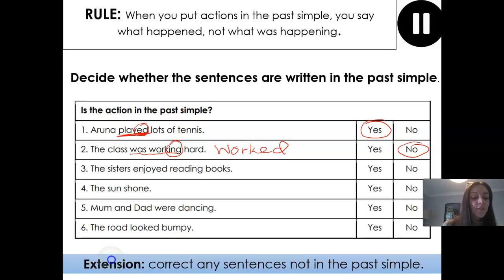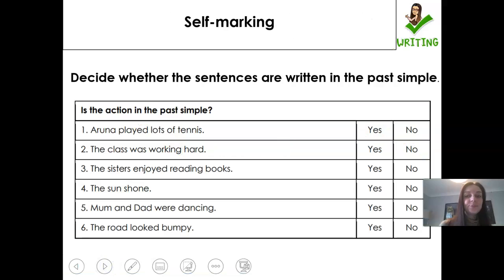Okay, let's do our final bit of self-marking, so different coloured pens at the ready. Wonderful. So let's go through. What did we say? Aruna played, we said that was yes. The class was working hard, we said no. The sisters enjoyed. In the past simple? Yes. The sun shone. Okay.